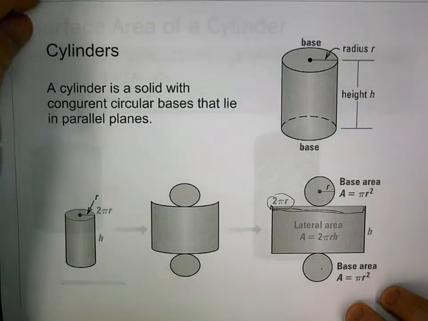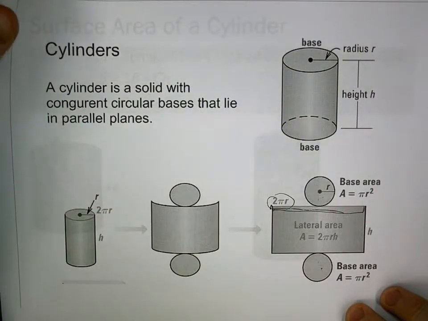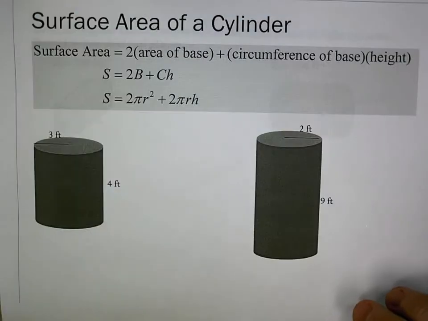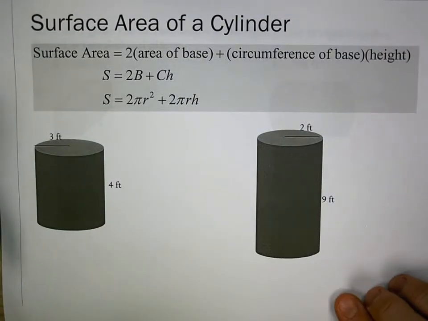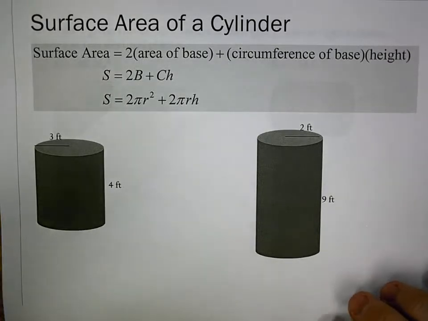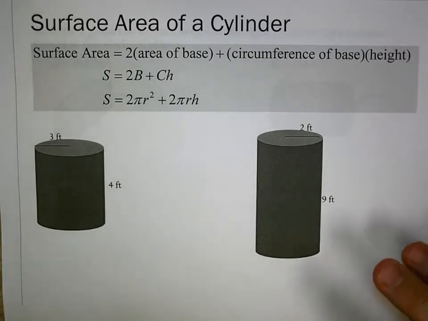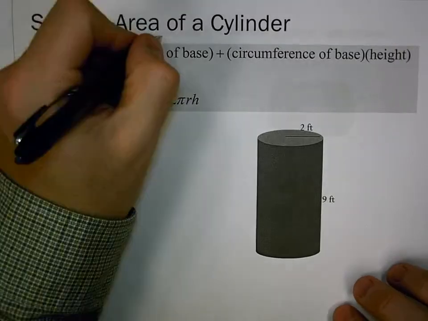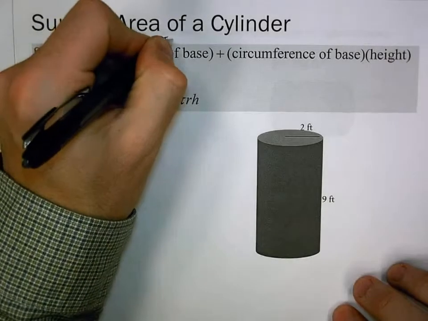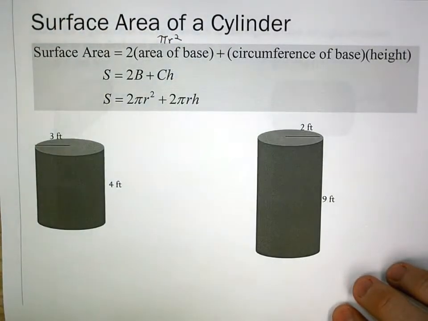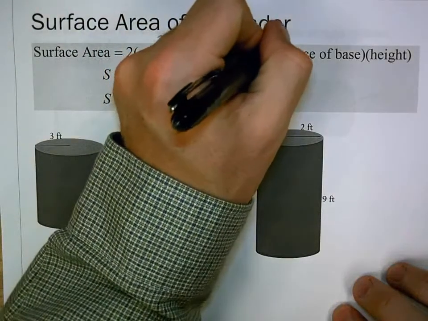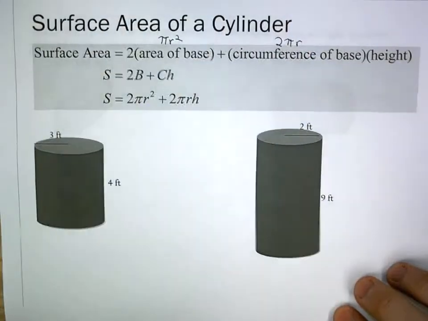Now this comes together with the same idea that we had for the prism to give us the surface area of a cylinder, which is 2 times the area of the base plus the circumference of the base times the height. But in this case, since it's a circle, we always know what the area of the base is. It's pi r squared. Same thing with the circumference of the circle, or the base, which is 2 pi r.